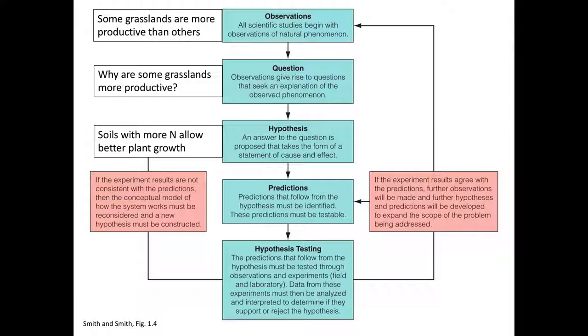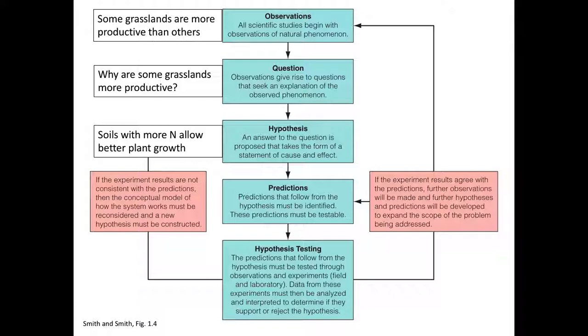And in this example, we could say that soils with more N, here for nitrogen, or nutrients allow for better plant growth. Makes sense. You've studied some first-year biology. You know a bit about how plants grow, what plants need to grow. You're traveling through, you're making an observation. This is leading to a question. You can think of a hypothesis as almost an educated guess. Yeah?